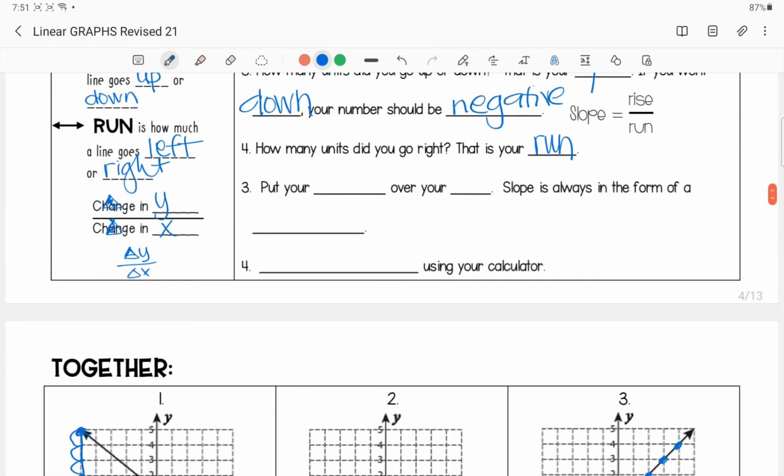So you're going to put your rise over your run. Slope is always in the form of a fraction.